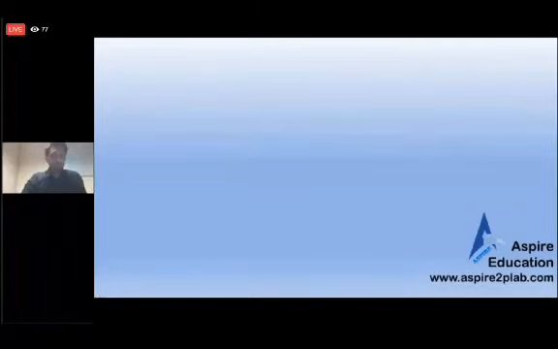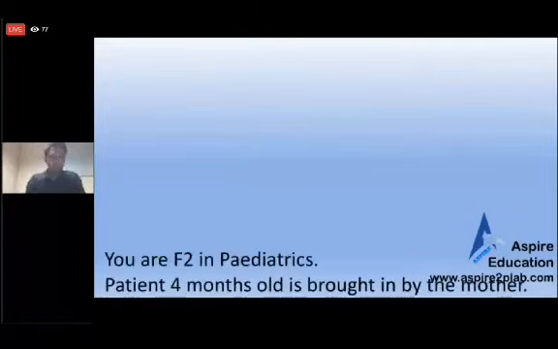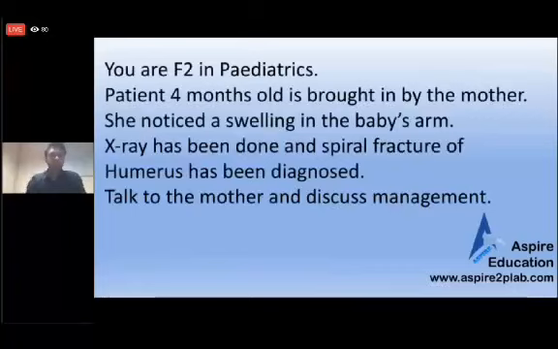So let's go into the station. We have been referred to in pediatrics a 4-month-old who is brought into the hospital by the mother. She noticed a swelling on the baby's arm. An X-ray has been done and a spiral fracture of humerus has been diagnosed. So talk to the mother and this is for management. So what's your clue for the NAI in this task? It's the spiral fracture of humerus. So that's your clue for the NAI in the station.